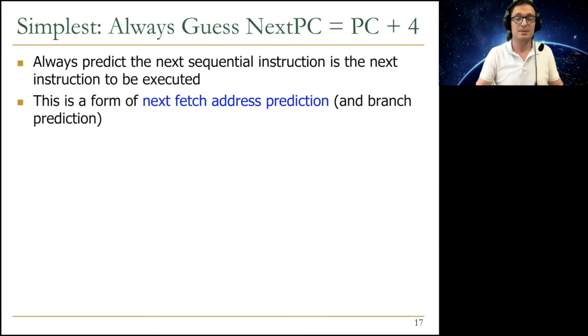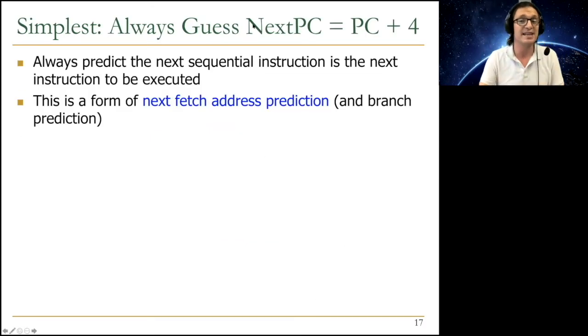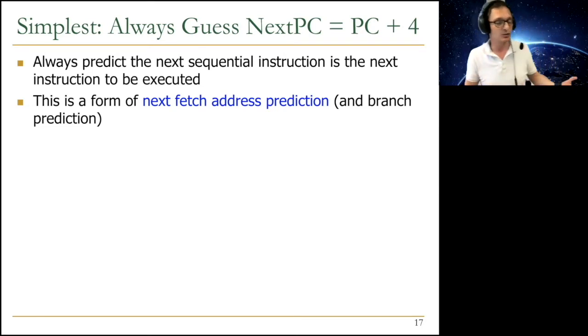So let's talk about branch prediction algorithms. What are the different algorithms? We've already seen this. Always guess the next PC is equal to PC plus 4. Always predict the next sequential instruction is the next to be executed. This is a form of next fetch address prediction and branch prediction. It's called not taken prediction. Basically, implicitly, you're predicting that the branch will be not taken.